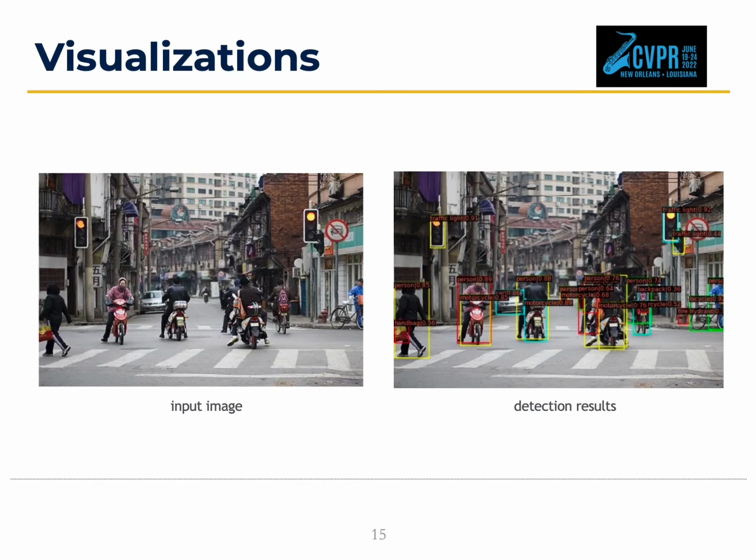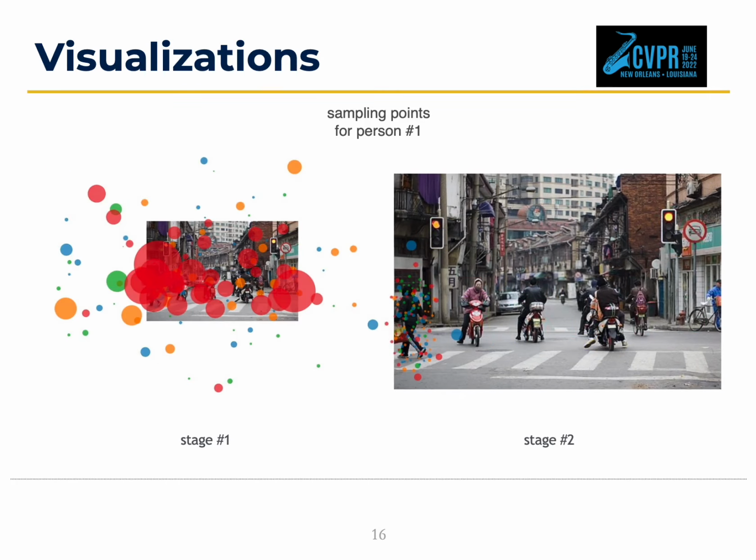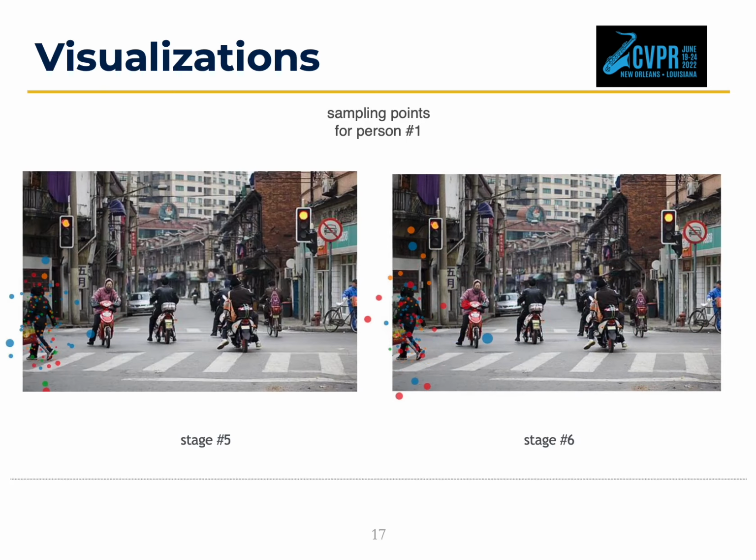We also perform some visualizations. Here are an input image and its AdaMixer detection results. We can investigate these sampling locations by visualizing them across stages.